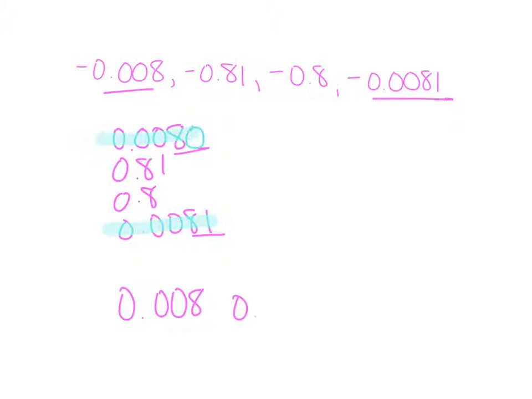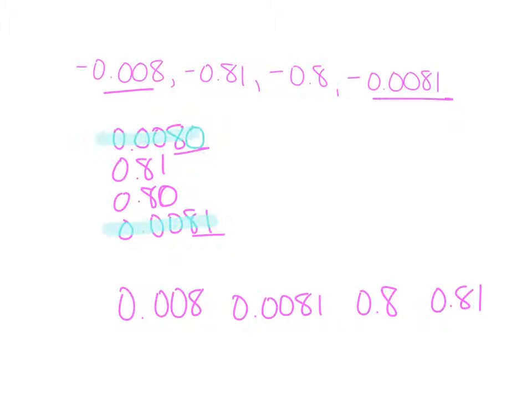And then right after it I can put 0.0081. All right, the next one that's going to be bigger, if I put a 0 right here, between 81 and 80, 81 is going to be bigger, so I'll put 0.80. Well, I don't really need that 0, and then I'm going to put 0.81. Okay, so these are in order from least to greatest.